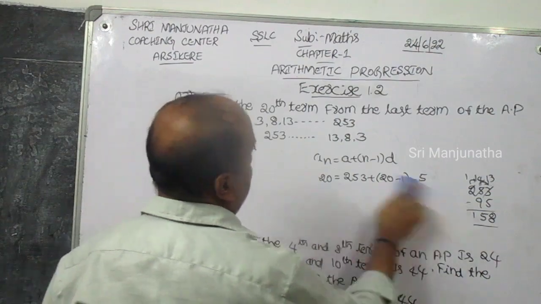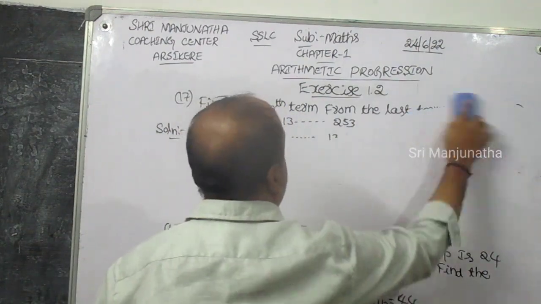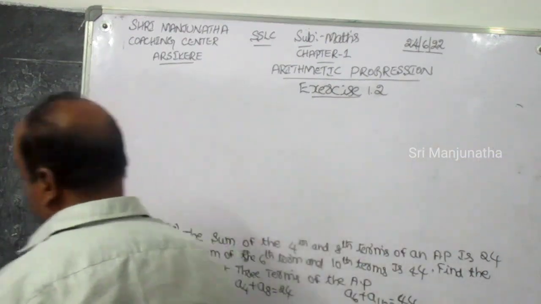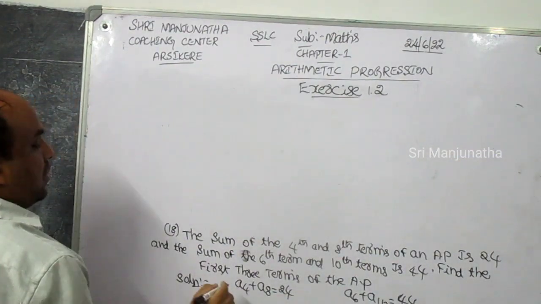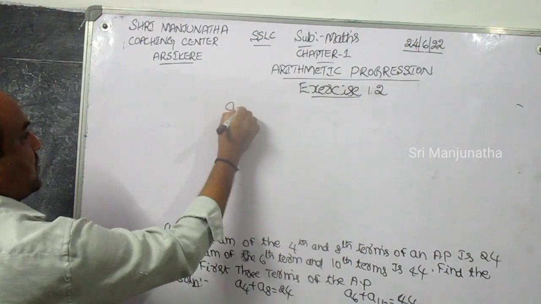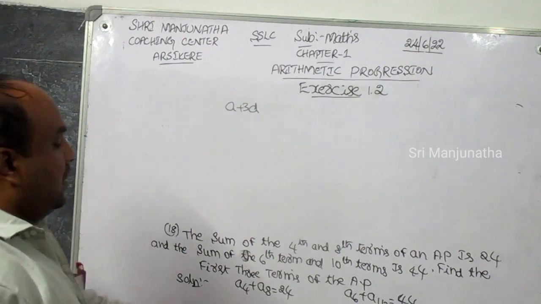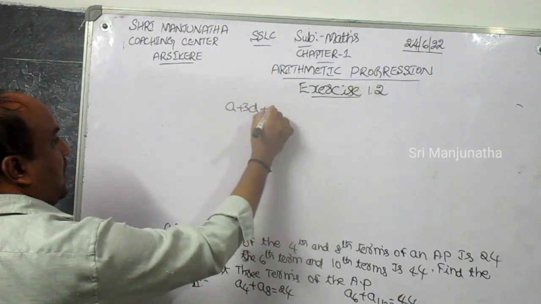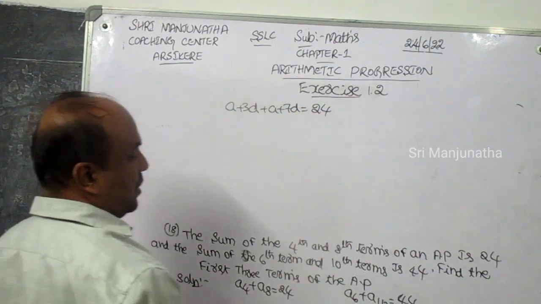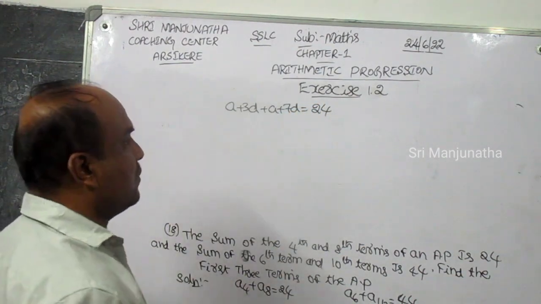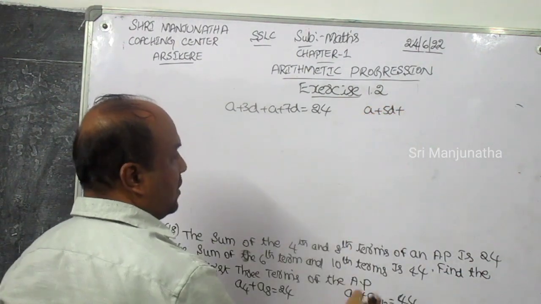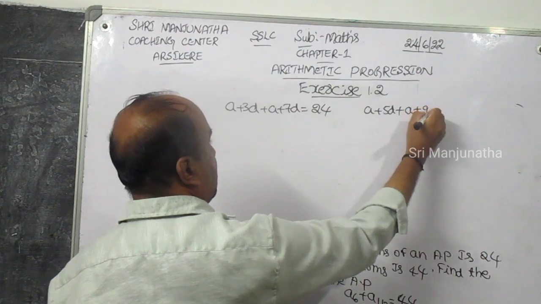Okay. Next, what I have to do? By applying a simple formula. That formula is nothing but the formula to find the nth term of an AP. A4, I have to write in the form of A plus 3D. Then A8, A plus 7D equals how much? 24. Here A6 is written in the form of A plus 5D plus A10 is nothing but A plus 9D is equal to 44.